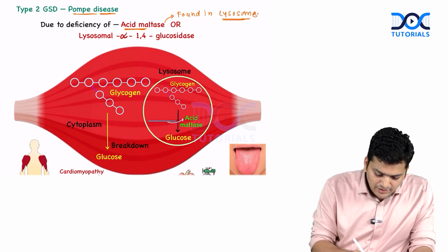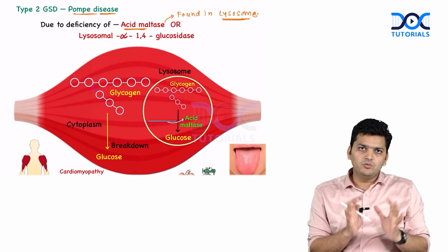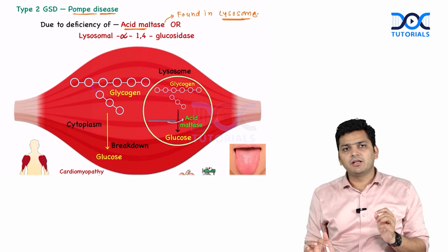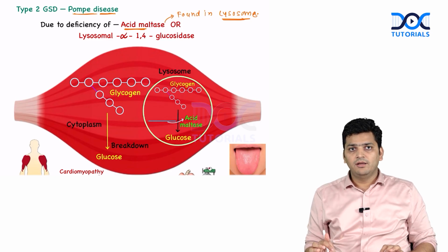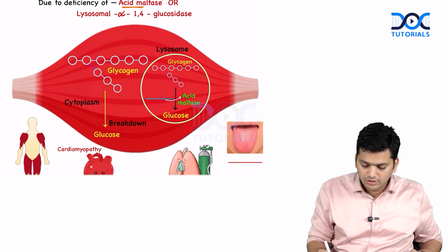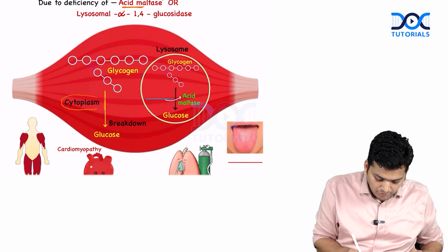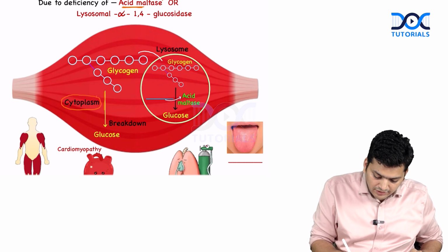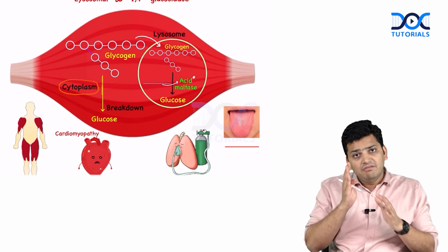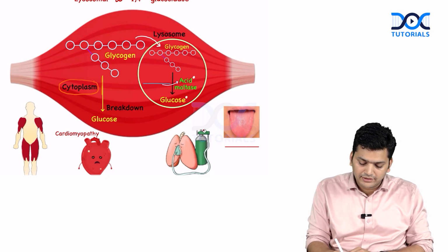So what happens is, normally the glycogen breakdown happens in the cytoplasm. But some amount of glycogen breakdown is happening in the lysosome also, particularly in the muscles. For example, here is the glycogen molecule. Normally, the glycogen breakdown is happening in the cytoplasm. There is no problem. But some amount of glycogen can go inside the lysosome also. And in the lysosome, we have the enzyme acid maltase that is going to cut the glycogen, and we are going to generate the glucose molecule in the lysosome.